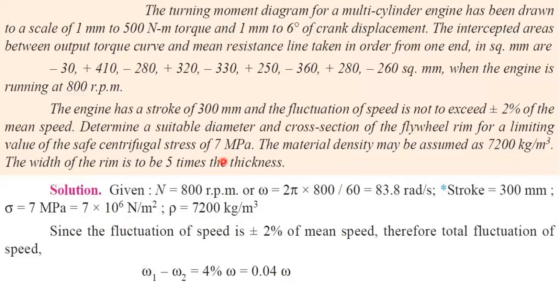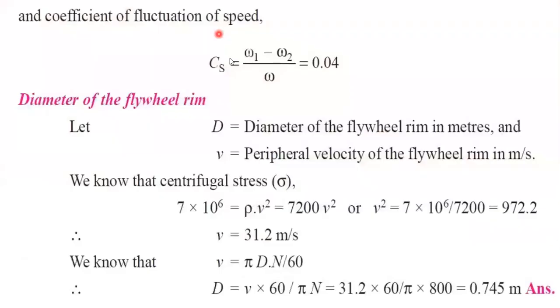So right now we need to calculate the diameter of the flywheel. Here they have given the engine stroke length as 300 mm. We know omega 1 minus omega 2 is equal to 4% of omega, so we can easily calculate the fluctuation of speed. The coefficient of fluctuation of speed, Cs, is omega 1 minus omega 2 by omega, which is nothing but 0.04.